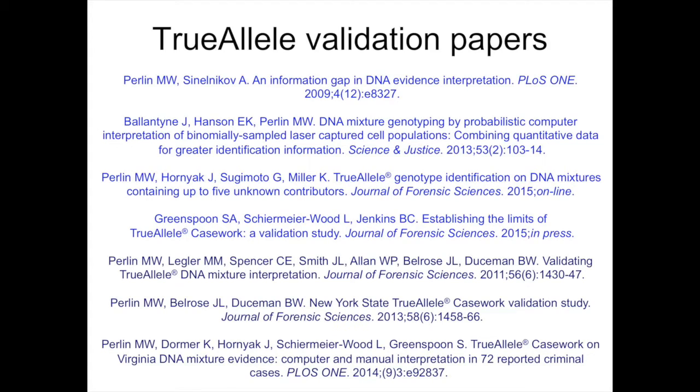There have been over 30 validation studies on TrueAllele that look at different aspects of how it analyzes data and gets results in mixtures. They've been done by crime labs, they've been done by Cybergenetics, they've been done through collaborations. 7 of them have been published, and there's an interesting distinction between 2 types of studies. The top 4 studies that were published were done on data of known composition.